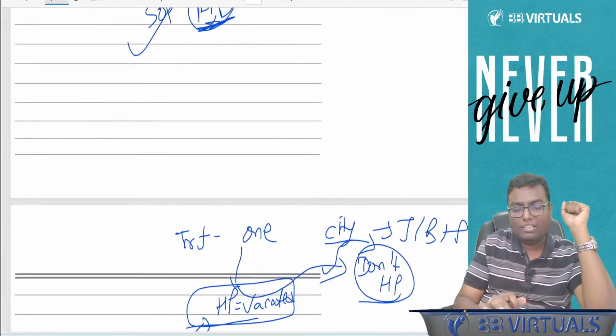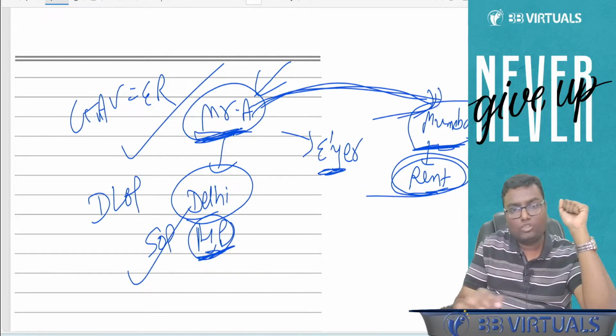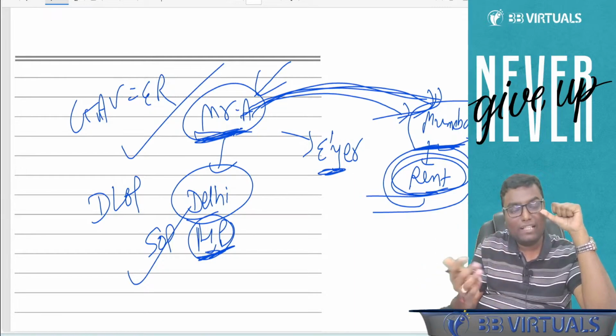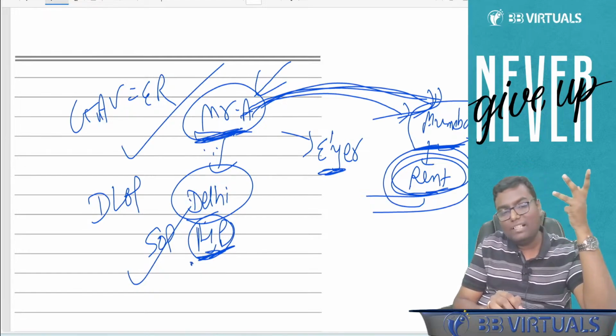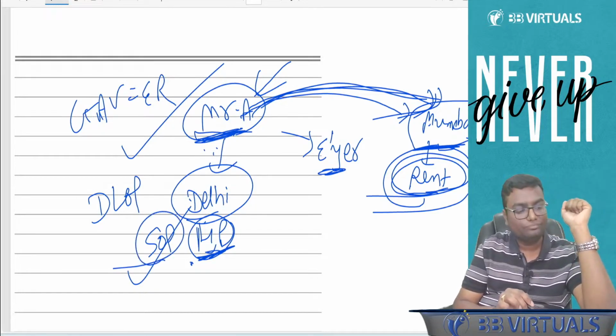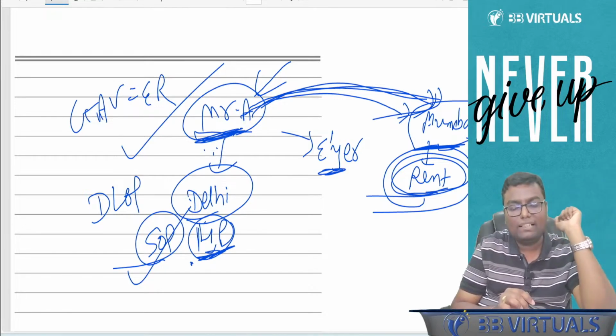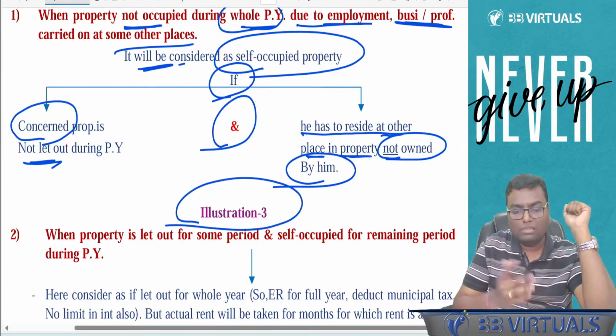Can I say all these conditions are fulfilled in case of Mr. A? He had to transfer because of job. The place in which he is going, he doesn't have his own property because he is staying in a rented house. The place from which he is going, the house property is fully vacated. So three conditions fulfilled. We'll call this property self-occupied property and not deemed let out property. So the concession is given indirectly. Based on this, let us understand illustration number 3.